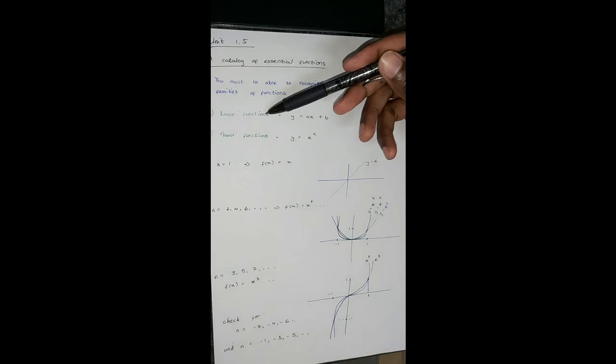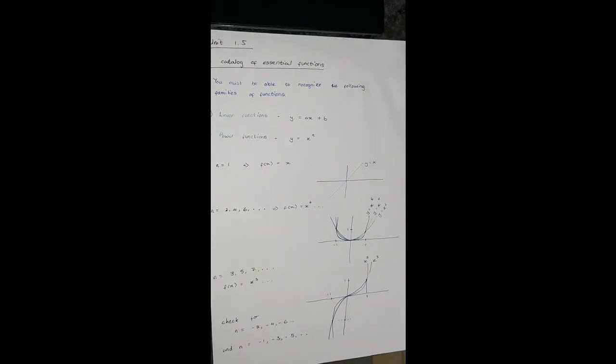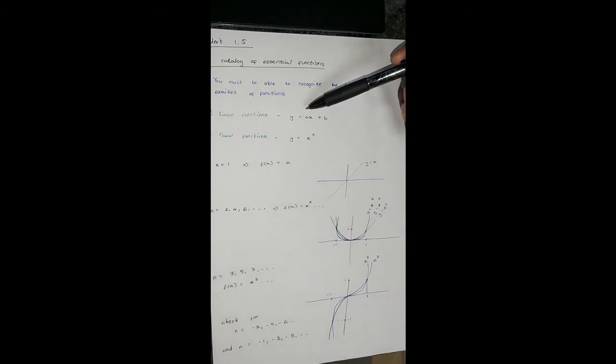So number one, we have our linear functions, and a linear function is basically the normal equation that you usually deal with, y equals ax plus b. For each and every one of this family of functions, you're supposed to know how to sketch them. For a linear function, it's quite simple because it's just a straight line, and you know that b is your intercept and a is your gradient, which becomes quite simple. And then we'll move on to the next one, which is power functions.